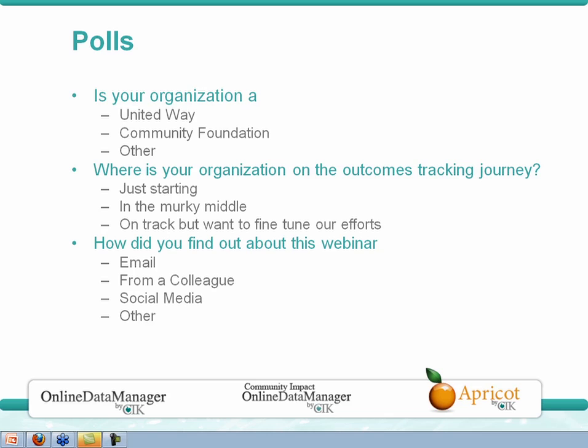The second poll question is, where is your organization on the outcomes tracking journey? Just starting, in the murky middle, or on track but wanting to fine-tune your efforts? All right. As you can see, about 10% are just starting, the majority are in the murky middle, and almost a third are on track, but wanting to fine-tune your efforts. Thank you very much. And now the final question.